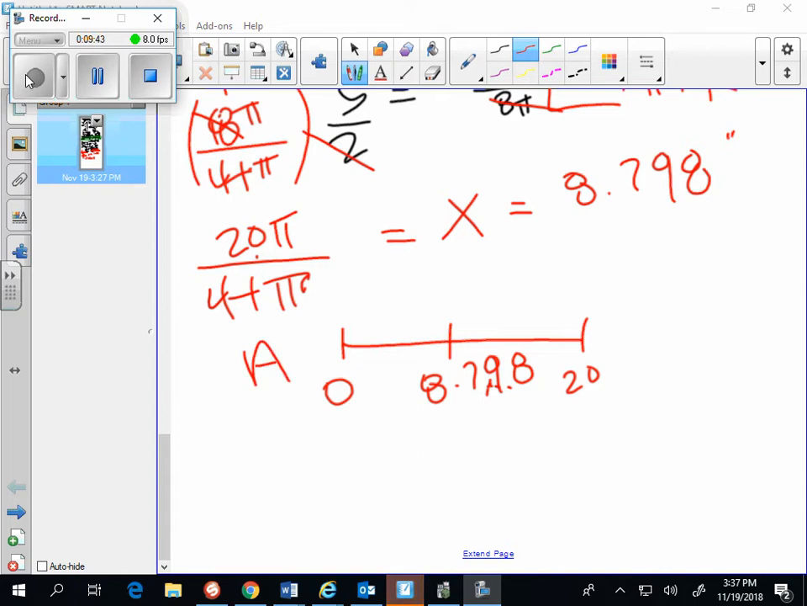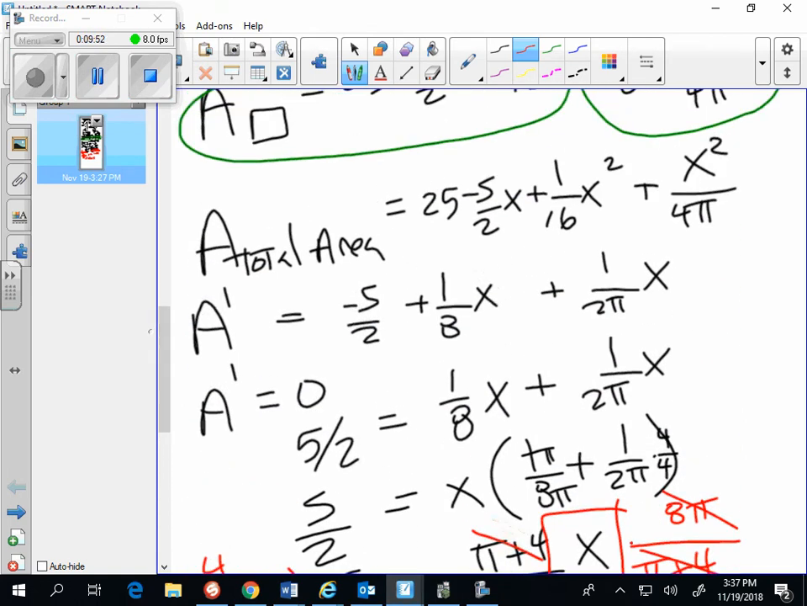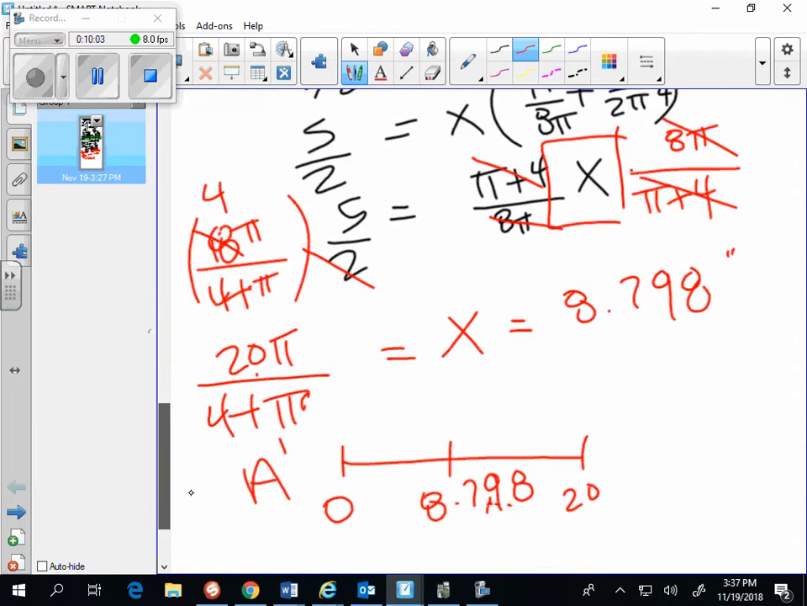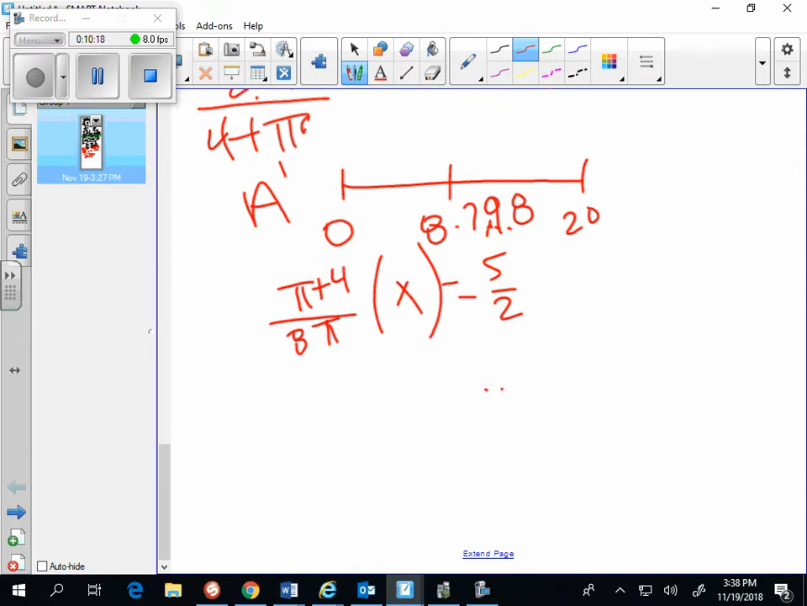Remember, this is an A prime sign chart. And what was A prime again? A prime was, back up here, A prime was, I like the factored version of this. Pi plus 4 over 8 pi times x equals 5 halves. Okay, so if I plug in a number like 0 over here, I get 0. And since 0 is less than that, I know this is a negative.